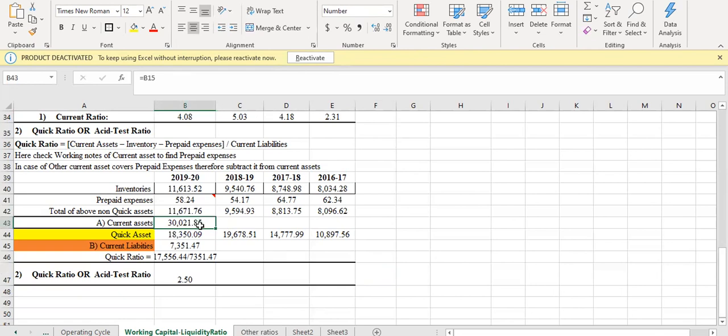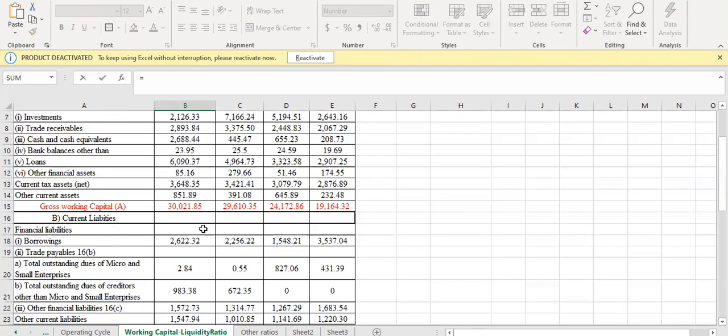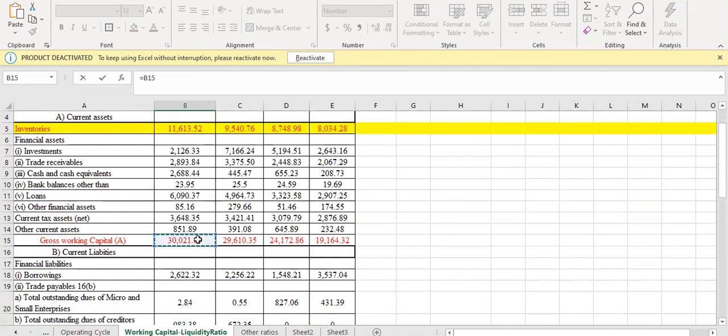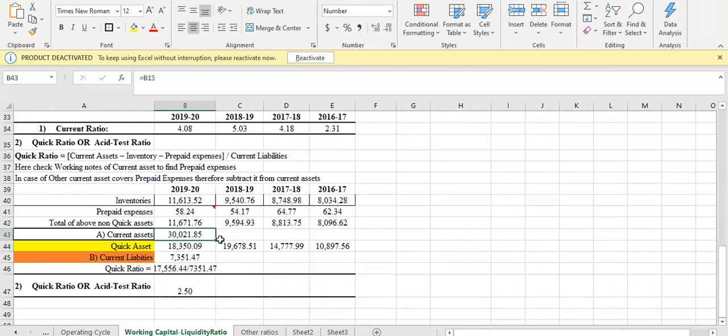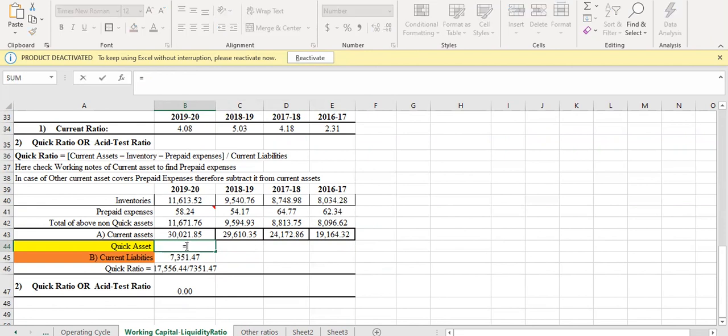Then current assets, this current assets I am taking from the app, whatever current assets we have calculated as gross working capital. The same data I am duplicating here. Okay, done. Now the quick assets, this quick assets we have to calculate. The final quick asset means you have to take this current assets minus this total of non-quick current assets. So I am able to identify exactly what the quick assets of the Gloucester company are.